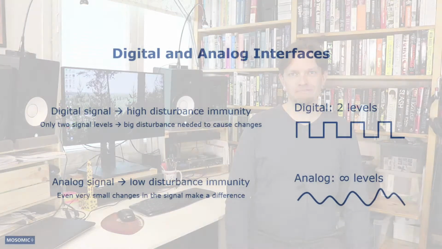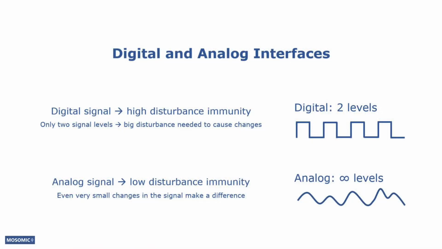MEMS microphone interfaces can be divided into two groups, digital and analog. In this one I'll talk about analog microphones, and digital microphones will be handled in later episodes. A key difference between analog and digital interfaces in terms of system performance is their immunity to disturbances.